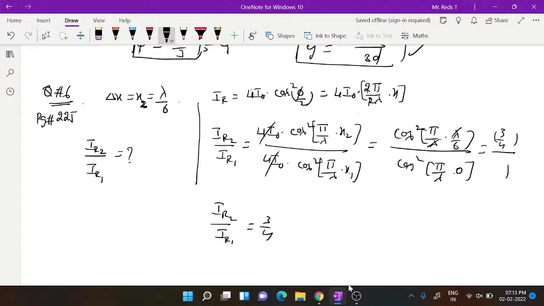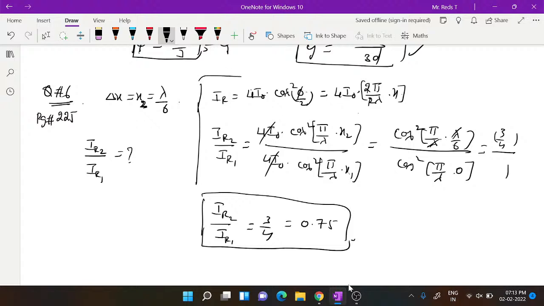From this, only a ratio is asked, right? So 3 by 4 means 0.75. That's it. So this will be the ratio. You should remember the expression for intensity of the resultant wave in terms of phase difference and in terms of path difference, both. Remember this. This is very important. Okay, that's it.